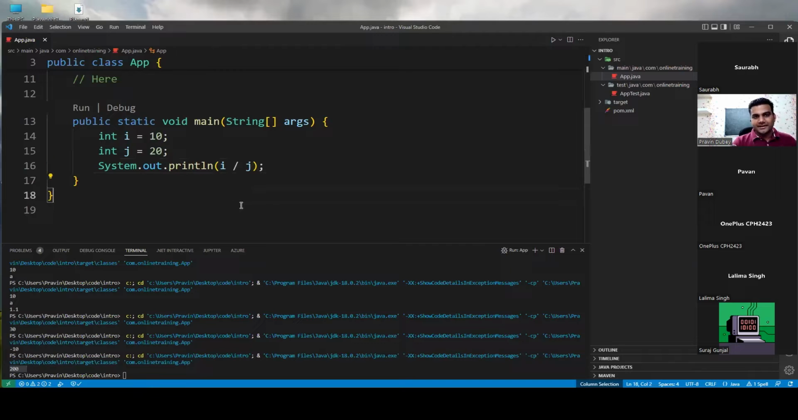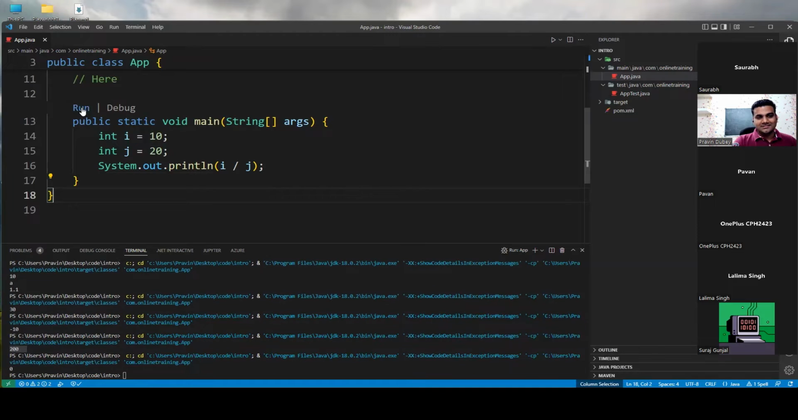Now this is important. Divide. So remember what I told. What does divide give? Quotient. Yes, divide gives the quotient. So what will be the quotient for this? 10 divided by 20 is 0.5. Correct. So which is 0 here? So why 0? It's integer, so decimals will not be kept. Decimals will get truncated.